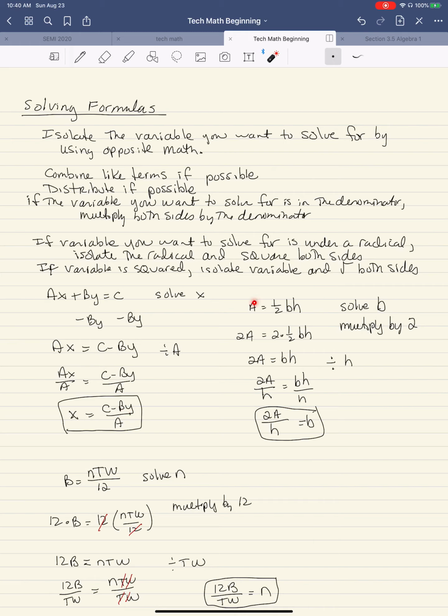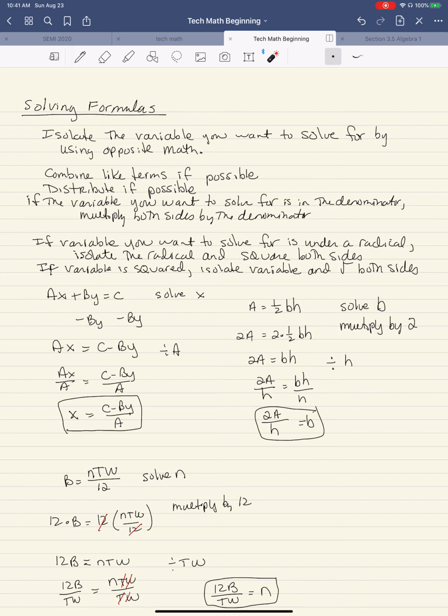Let's try this one. A equals 1/2 b times h. We want to solve it for b. When you have a fraction out in the front, you usually want to take the reciprocal and multiply both sides. So the reciprocal of 1/2 is 2, so I multiply by 2. So 2a equals 2 times a half bh.